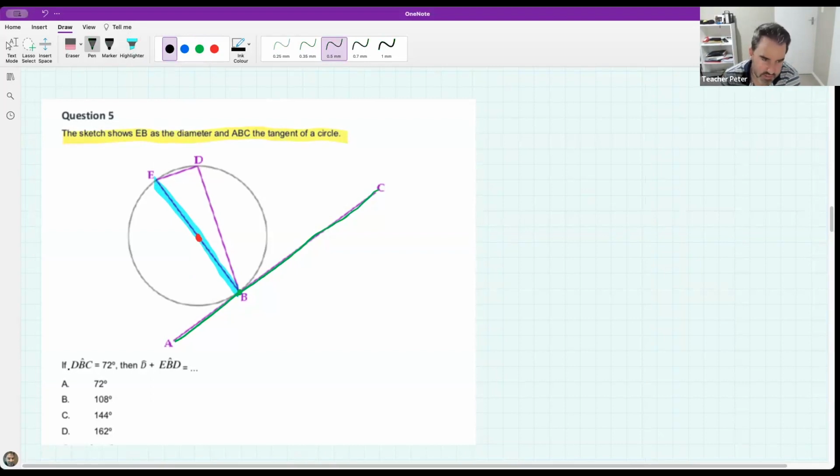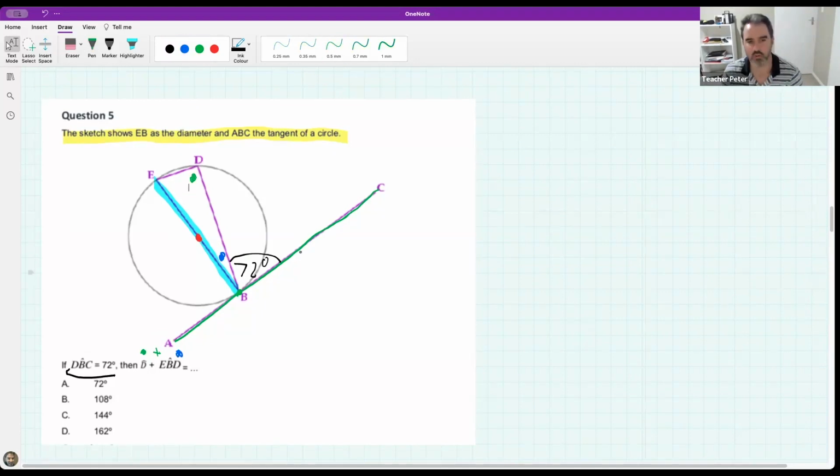Then it says, if DBC is 72, so where's DBC? So this angle here is 72 degrees. Then what is D? So angle D, I'll make it green. Then what is the value of D plus EBD? Now, where's EBD? EBD is this one down here. So basically what they're saying is, what is the value of the green dot plus the blue dot?